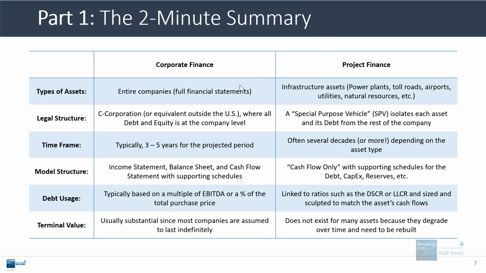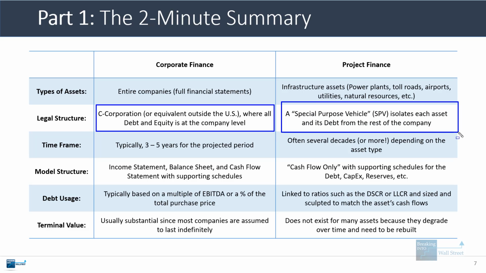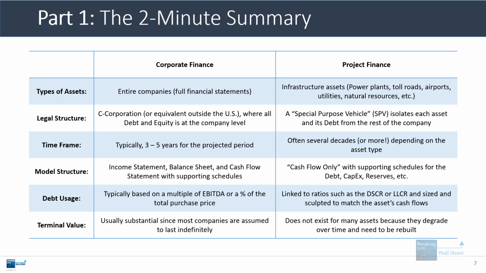The legal structure is also quite different because in corporate finance, the debt and equity are at the corporate level and they potentially affect everything in the company. But in project finance, there's a special purpose vehicle or SPV that isolates each asset and its debt from everything else in the company. And so the lenders only have a claim on that specific asset if something goes wrong.